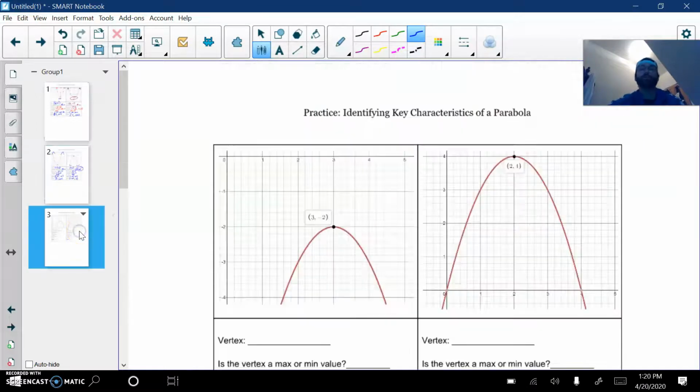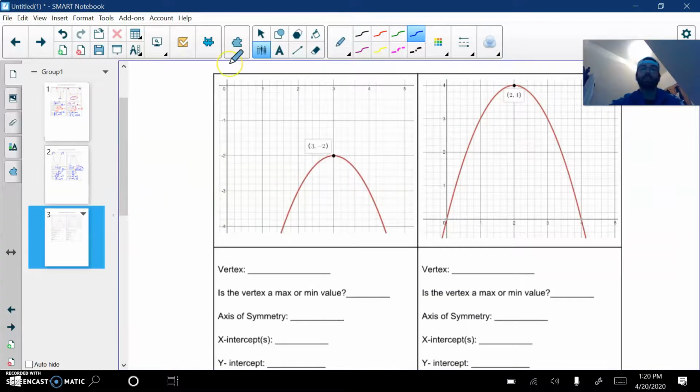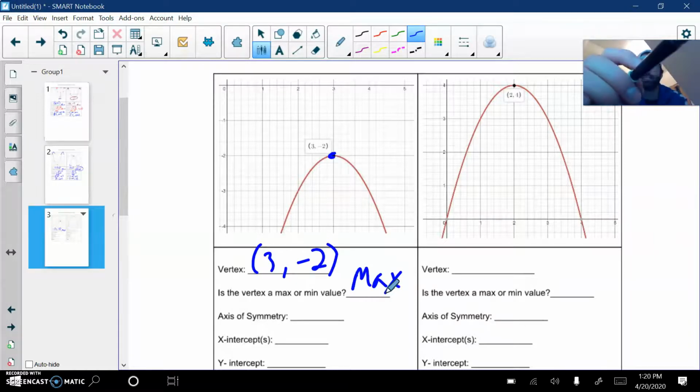Here we go. Number 5. Our vertex is right here for us. It's pretty nice. It's neat. It's (3, -2). Is this a minimum or maximum? Well, it's the highest point of our graph, so it's a maximum. Axis of symmetry. Excuse me. Axis of symmetry always comes from the x value of your vertex. So it's x equals 3.